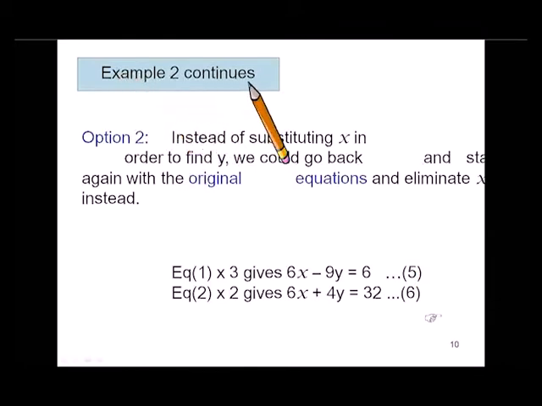Example 2 continues. Option 2. Instead of substituting x in order to find y, we could go back and start again with the original equations and eliminate x instead. Equation 1 multiplied by 3 gives 6x take 9y equals 6, equation 5. Equation 2 multiplied by 2 gives 6x plus 4y equals 32, equation 6.